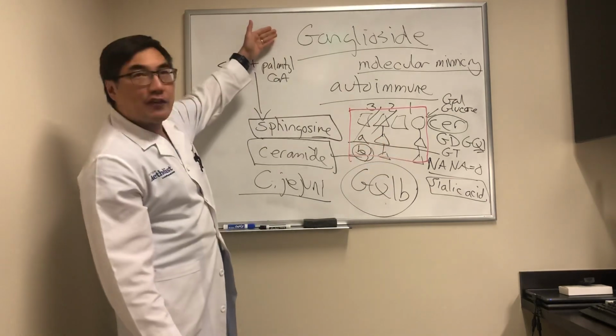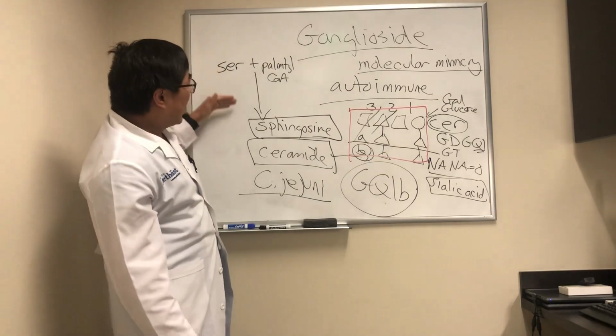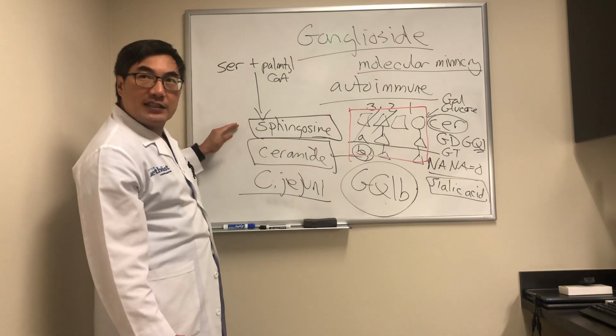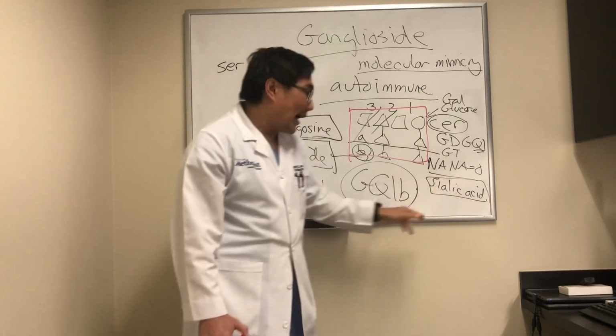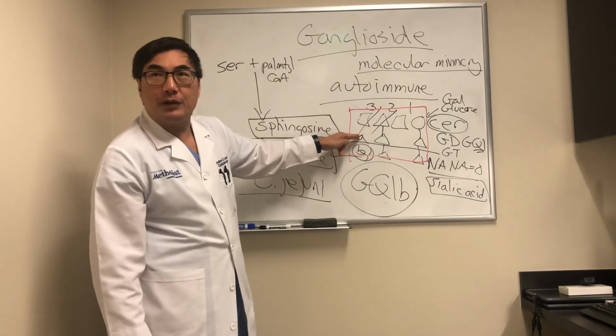So you don't need to know everything about gangliosides, but you do need to know the core molecules, sphingosine, ceramide, how we add the sugars, make the sides, and how that side might look exactly like Campylobacter jejuni.